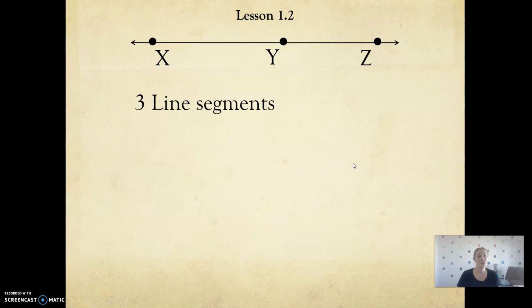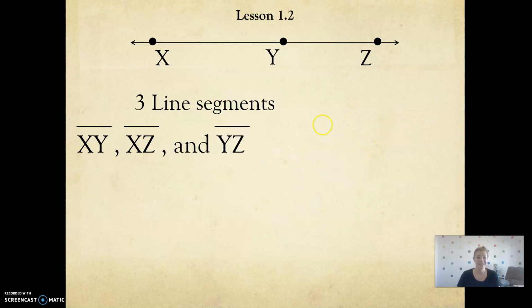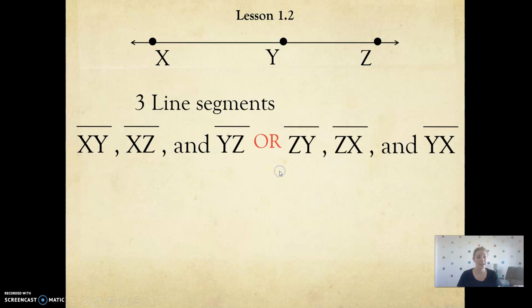There are three line segments. The line segments that hopefully you identified are XY, XZ, and YZ. You can also write them in a different way. You can write ZY, ZX, and YX. There are also four rays. Can you pause the video and find the four rays?